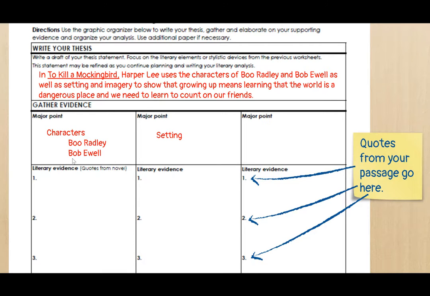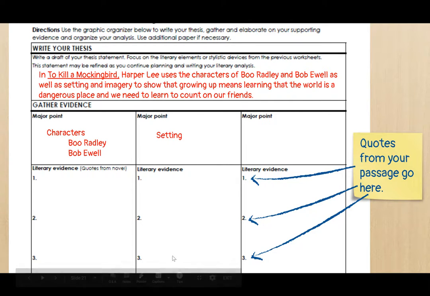So if you're trying to say that growing up means learning that the world is a dangerous place and we need to count on our friends, how does Boo Radley show us that? And where are some places in the book where he shows us that? You need to pull out your novel and look through it and find some quotes where you think Boo Radley is showing us that. You need to look through your novel and find places where the setting is showing us that. It doesn't have to be just from that passage, but it's good if it's from that passage, because remember, you're supposed to be focusing on that passage analysis.